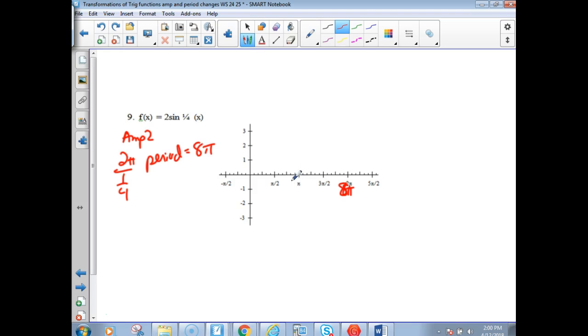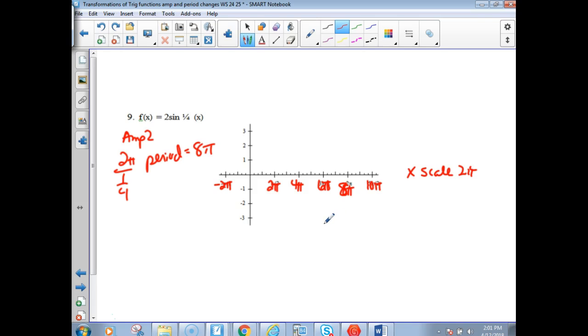Okay, and then half of 8 pi would be 4 pi in the middle. And then this would be half of 4 pi, 2 pi. So this x scale would be 2 pi. So 2 pi, 4 pi, 6 pi would be right here. 8 pi, and then this would be 10 pi. And if you went backwards, that'd be negative 2 pi.